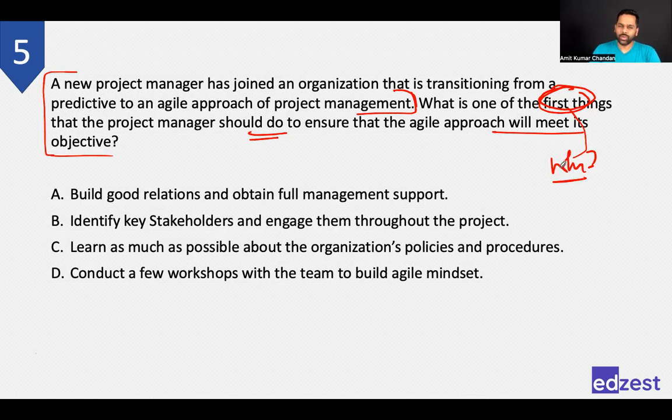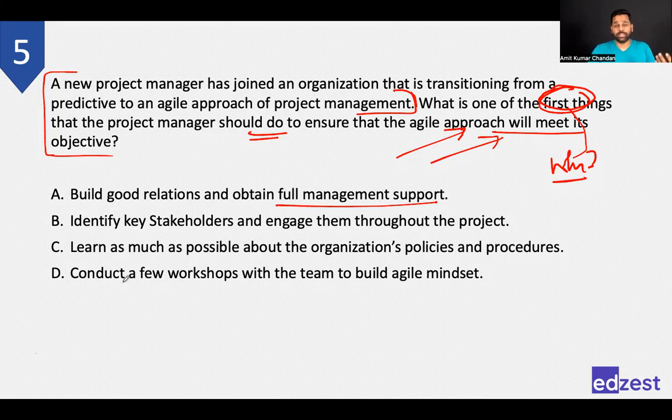Okay, so why are we doing that? If we know that, it will definitely help us meet our objectives. Let us see. Build good relationships and obtain full management support. Will this help? Yes. But should it be one of the first things that I need to do to ensure that the agile approach will meet its objective?